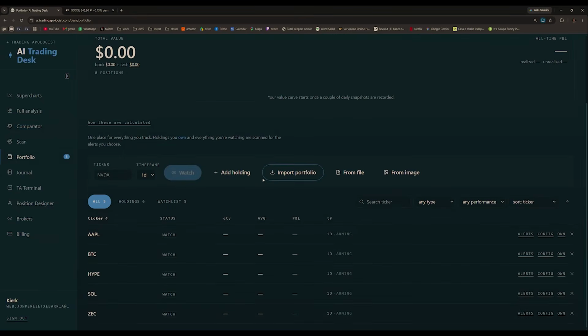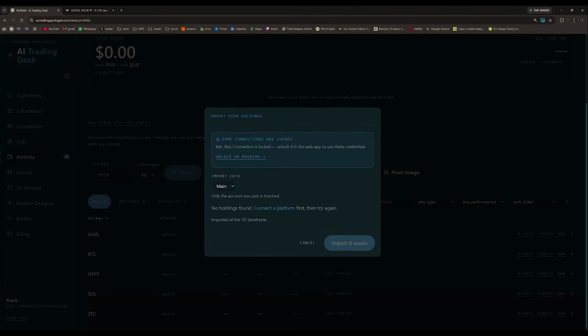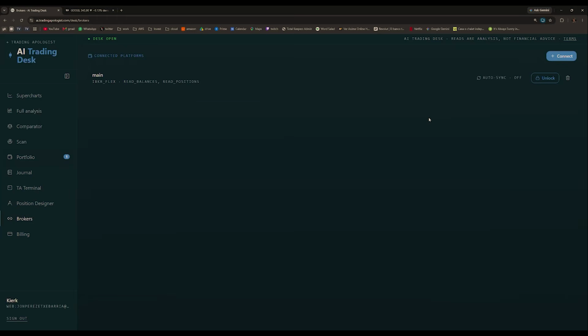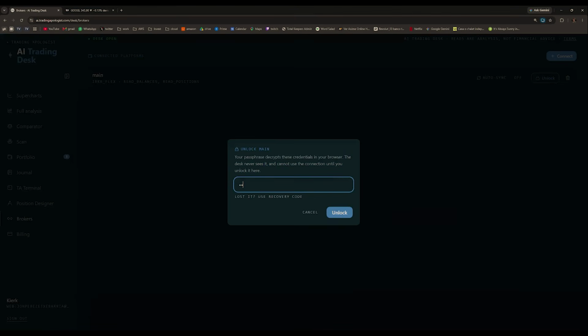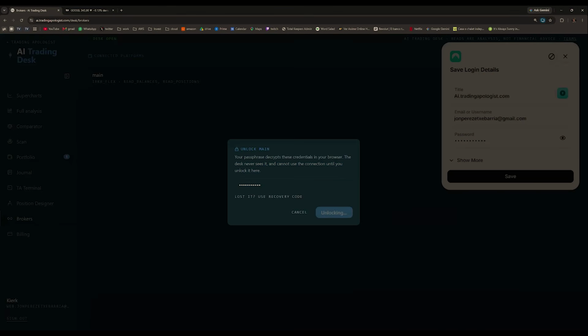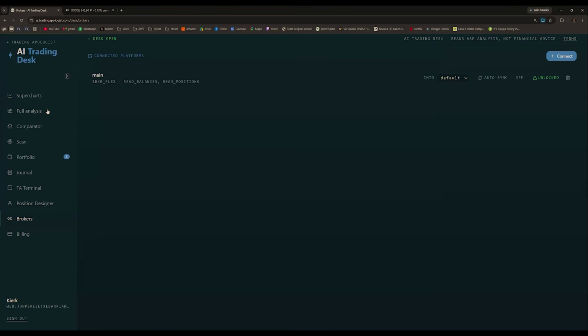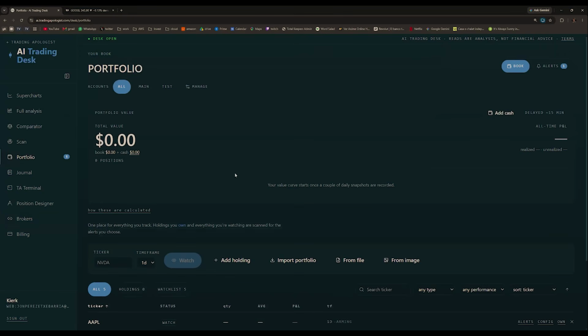I think CSV. So you can just go to import portfolio, right? And you see some connections are locked, right? Unlock brokers. So I use IBKR. We do have flex queries, but you see this is locked. I have to unlock, put in my passphrase, and let's see if I remember the one. Now, this passphrase will unlock the database so I can then run my import, right? I'm not going to run it because I don't necessarily want you all to see my portfolio. Some of them do support it.